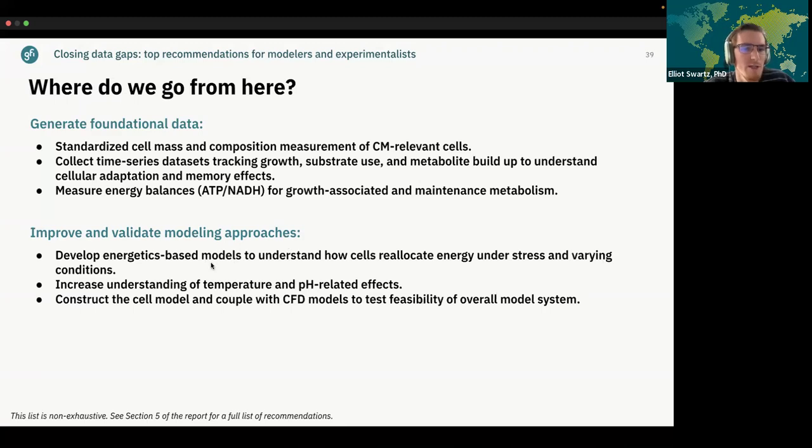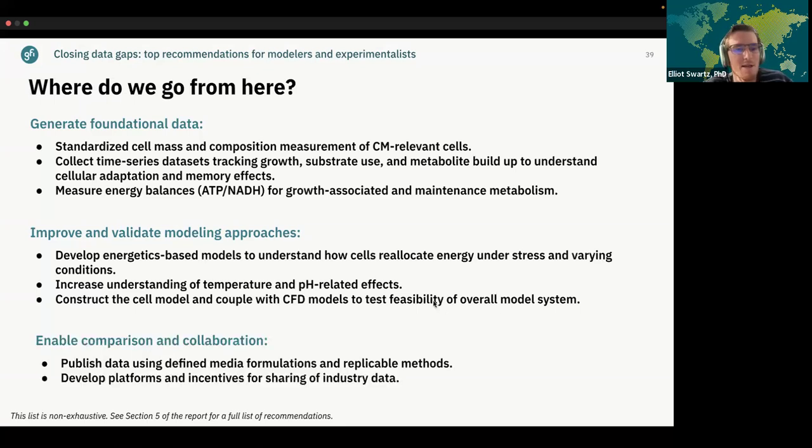We also need to, as Bert mentioned, increase understanding of temperature and pH related effects, which tend to be more global in nature, and begin to essentially construct this cell model that we discussed, couple it with CFD models, and begin to really test it in the real world and iterate from there.